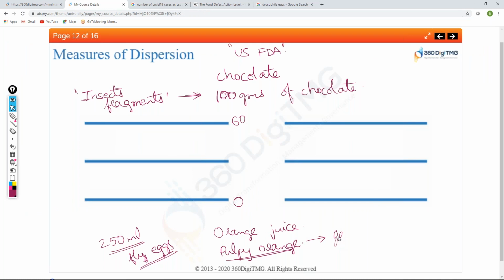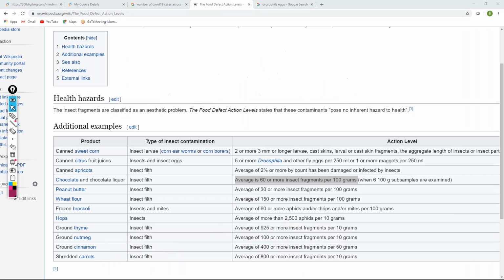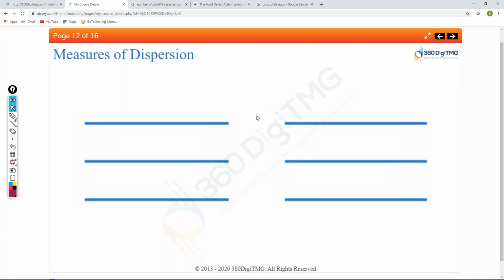So next time when you consume pulpy orange, and if you feel that, wow, it's so natural, you also have to think on what else could that be. And according to the Food and Drug Administration, in canned citrus juice, if you find 5 or more Drosophila or fly eggs, then it is rejected. Otherwise, you consume it and get into the illusion that it's so natural. Yeah, it's natural.